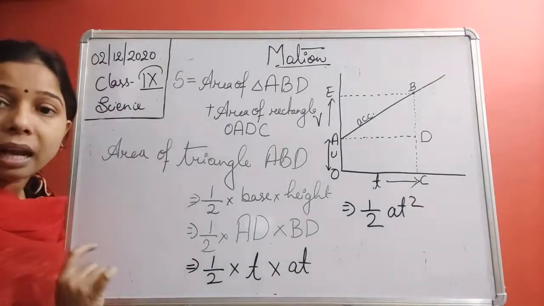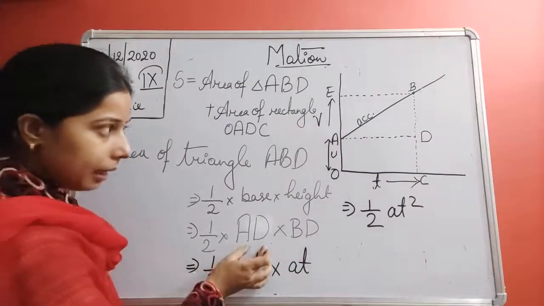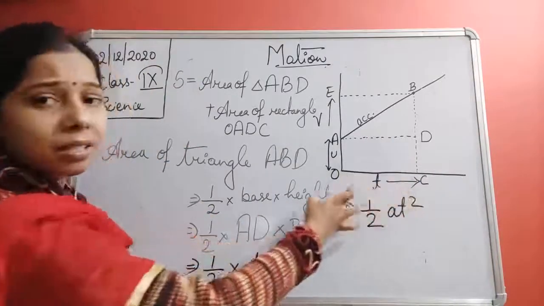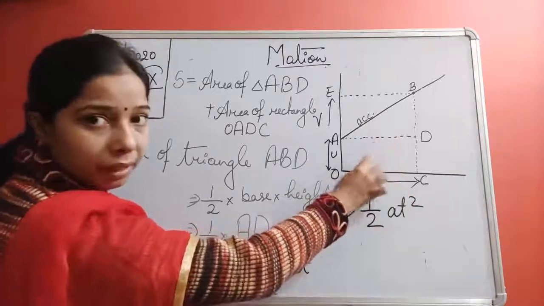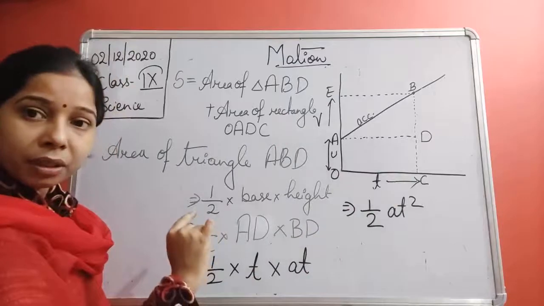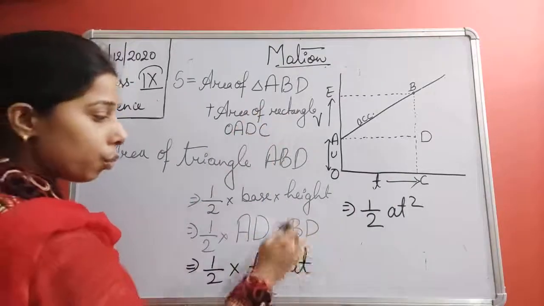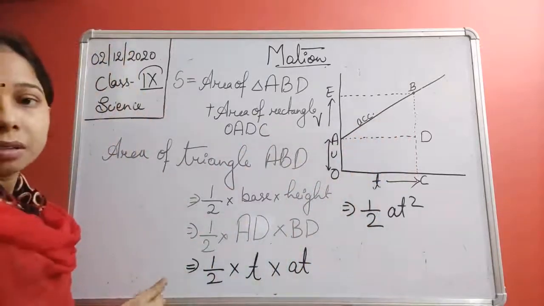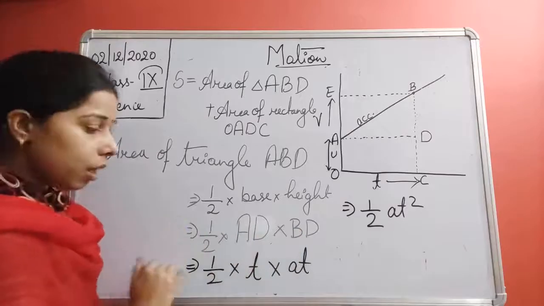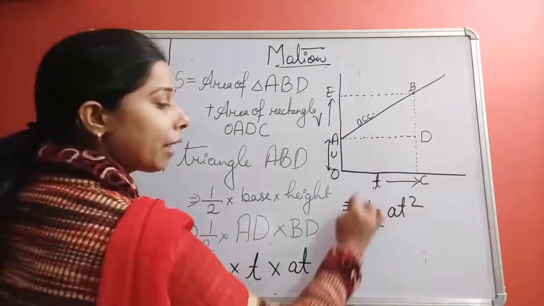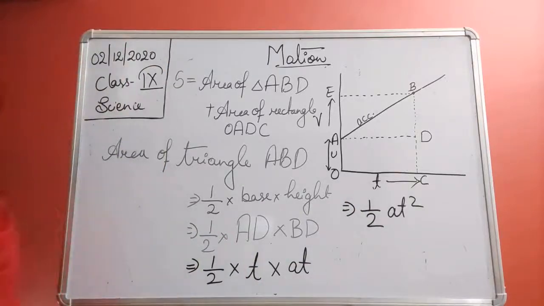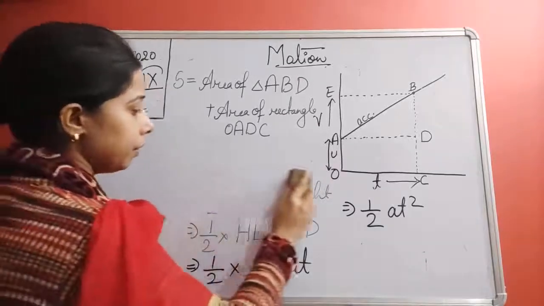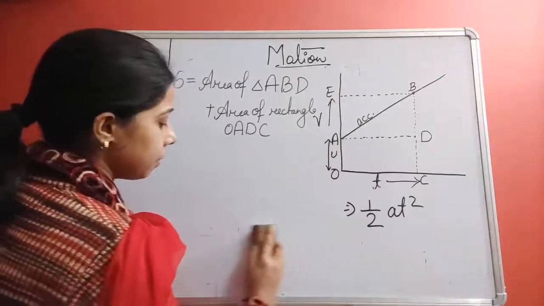I hope you have understood how we got the AT square. AD is equal to OC because these two are parallel to each other, and OC is T, so we can say that this is also T. BD, in the previous section we have seen how to find the BD in the first equation of motion. That was equal to AT. So we can write half into T into AT, that will be equal to half AT square. Now putting the value in the first equation, we can write it.